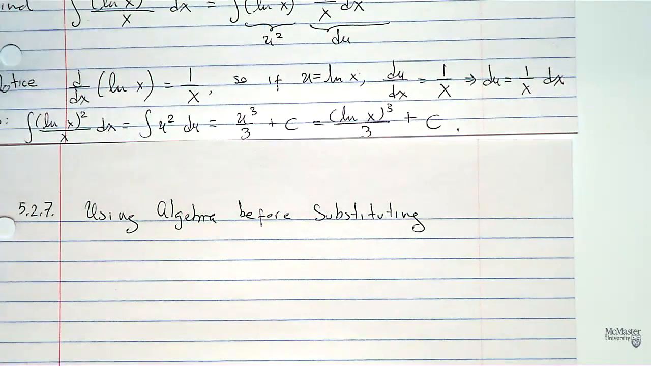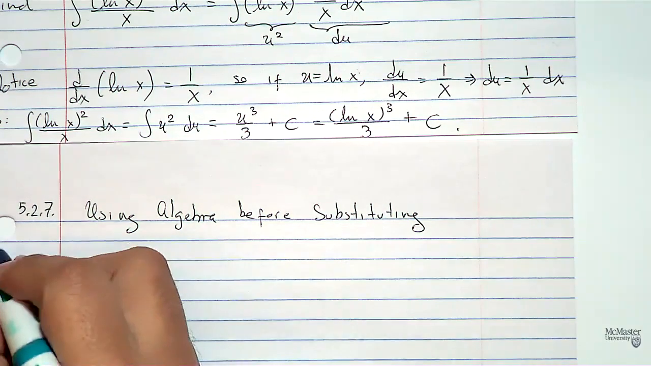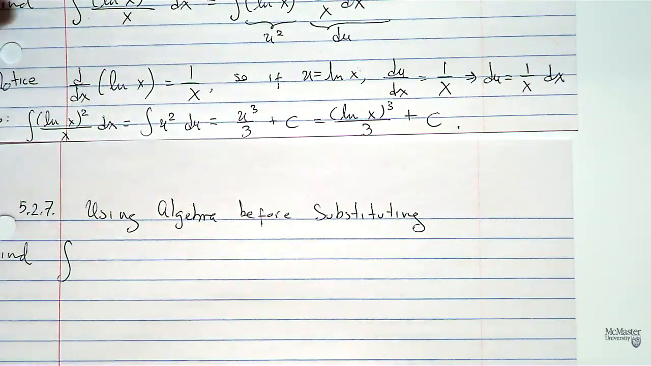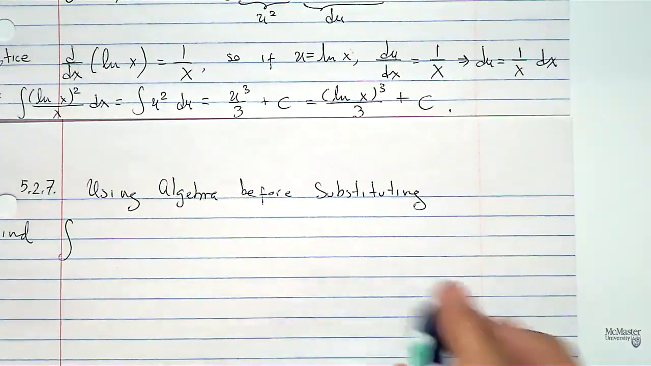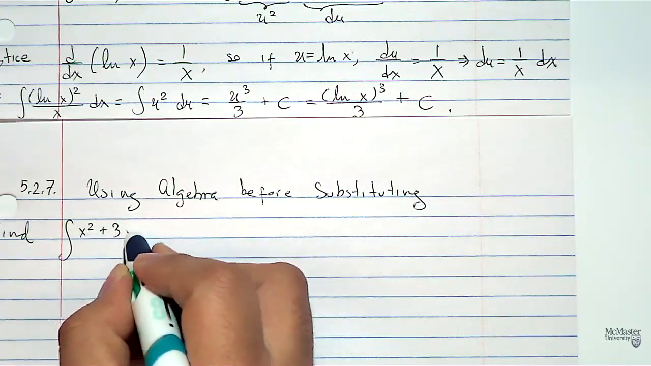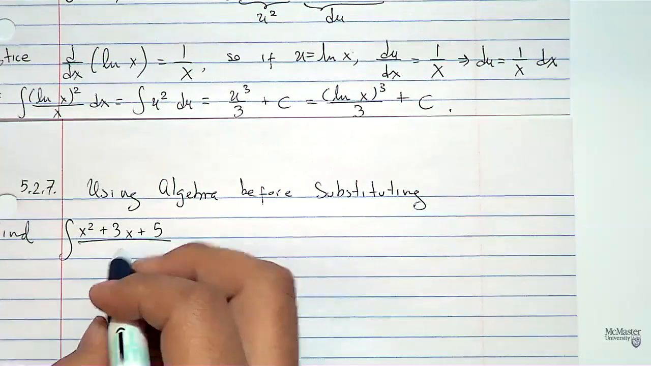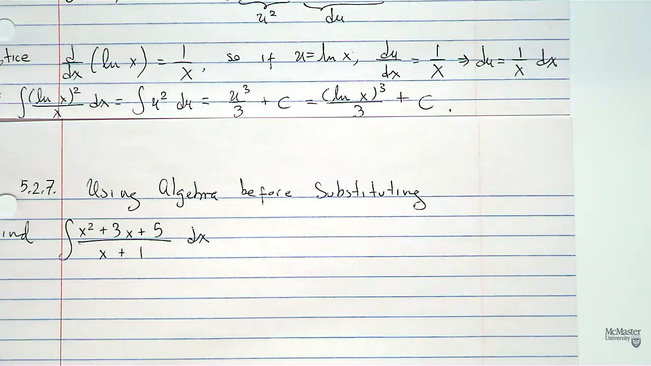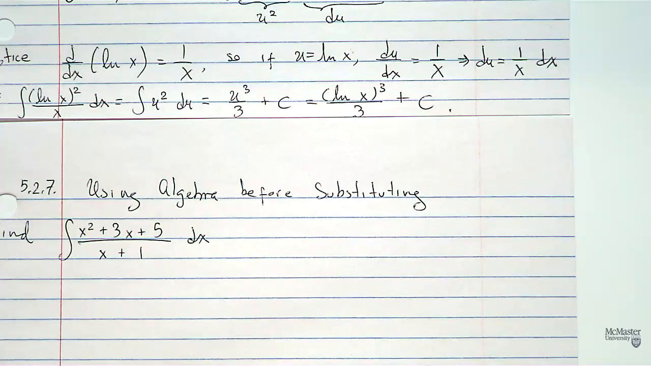Okay. So, let's say you have to find the integral of x squared plus 3x plus 5 divided by x plus 1 dx. So you have the ratio of these 2 polynomials. Hopefully you can simplify a little bit the integrand by doing the division between polynomials.